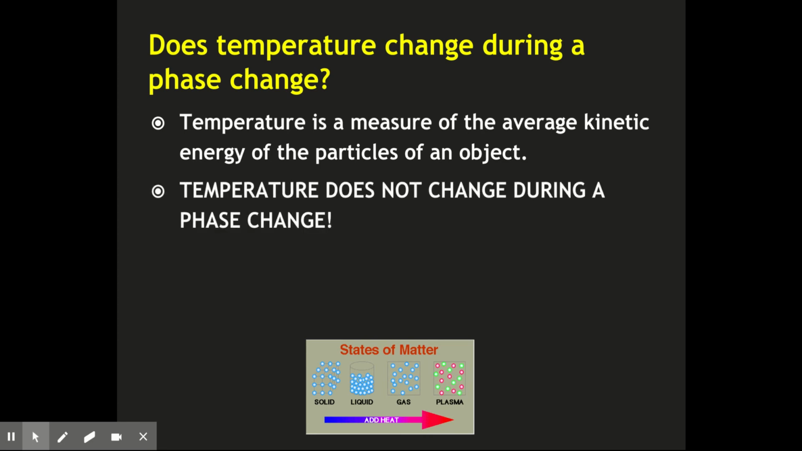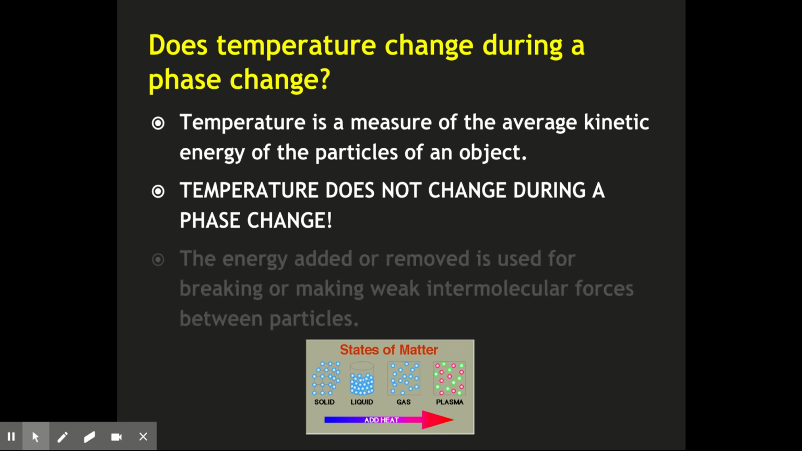Temperature does not change during a phase change. So right at the point that solid becomes liquid, temperature does not change. Right at the point liquid turns into gas, there is not a temperature change. And right at the point gas has a phase change into plasma, the temperature does not change at those points. I'll explain that in a minute.